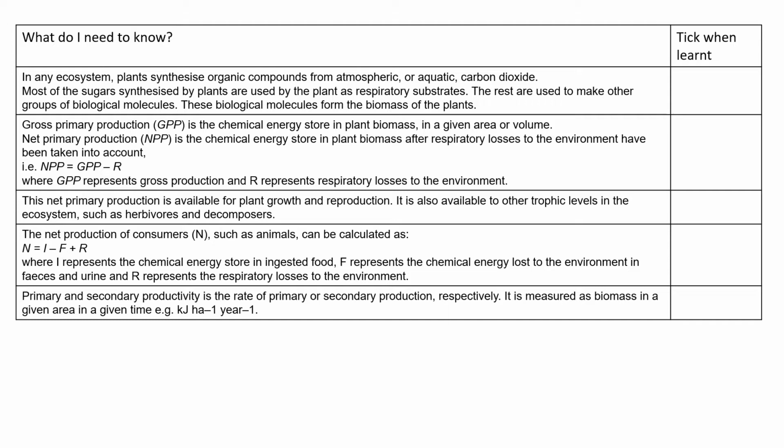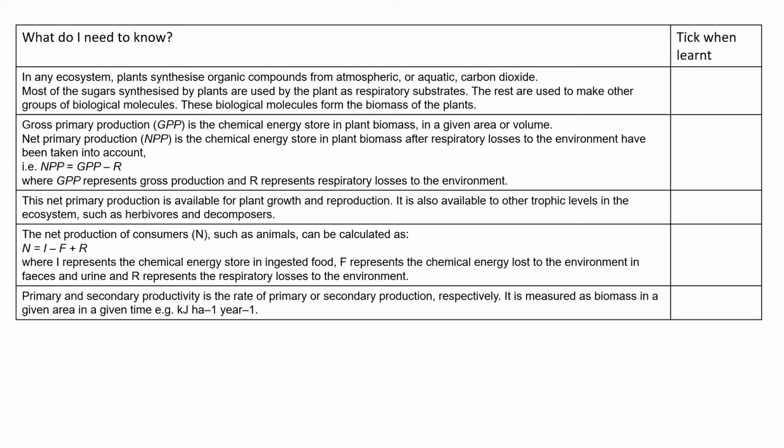synthesized by plants are used by the plant itself as a respiratory substrate, and then the rest are used to make other groups of biological molecules, such as lipids, proteins, carbohydrates, and that these biological molecules form the biomass of the plants. We'll learn that gross primary production, or GPP, is the chemical energy store in plant biomass in a given area or volume, and that net primary production is the chemical energy store in plant biomass after respiratory losses to the environment have been taken into account.